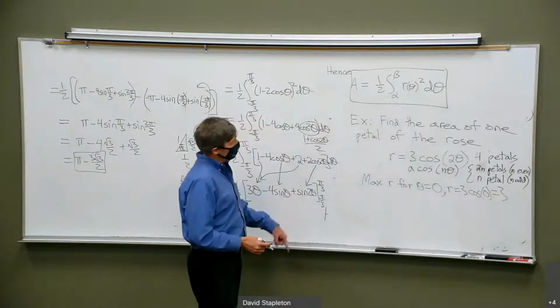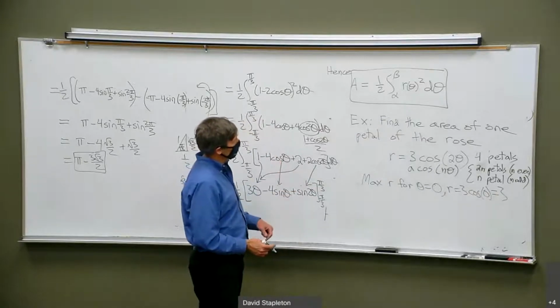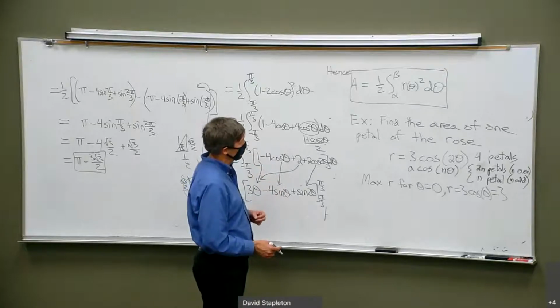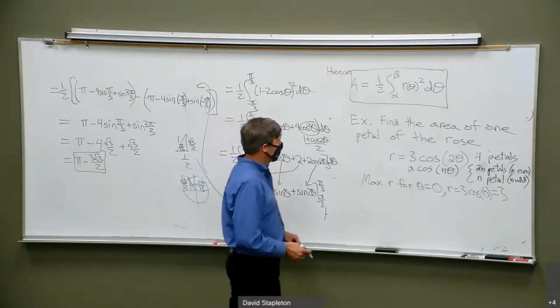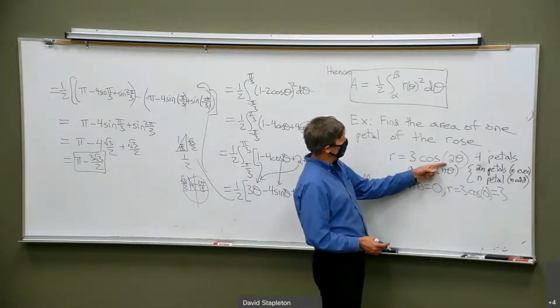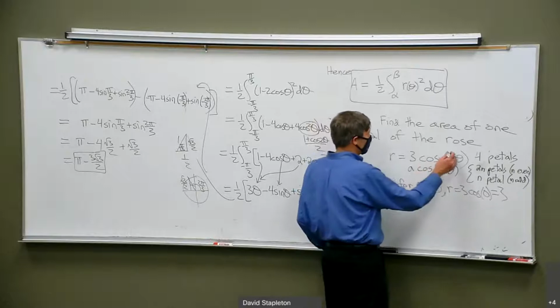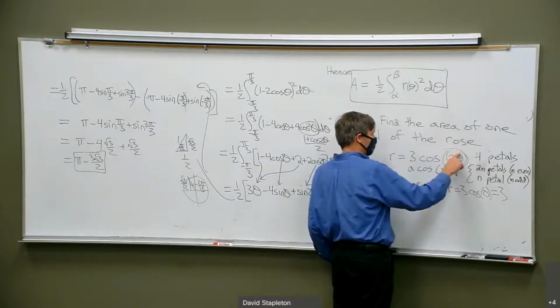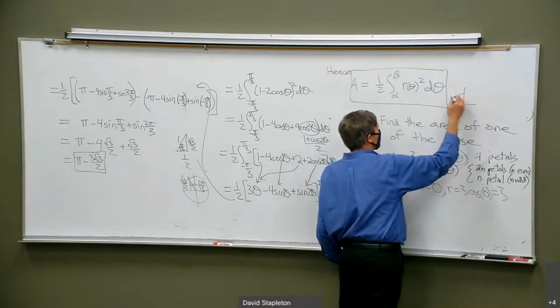Now, on each side of that, what's the first time that r is equal to 0? When r equals 0, that's when a petal begins and ends, when it goes through the pole. So what's the smallest positive angle that will make cosine 2 theta equal 0? Well, the first time cosine equals 0 after 0 is when the angle is pi over 2, right? You're looking at the unit circle.